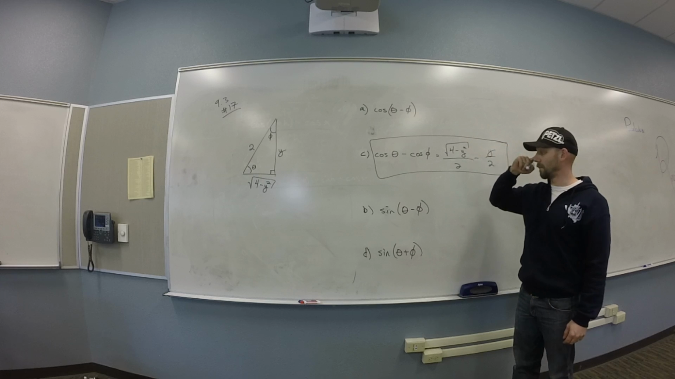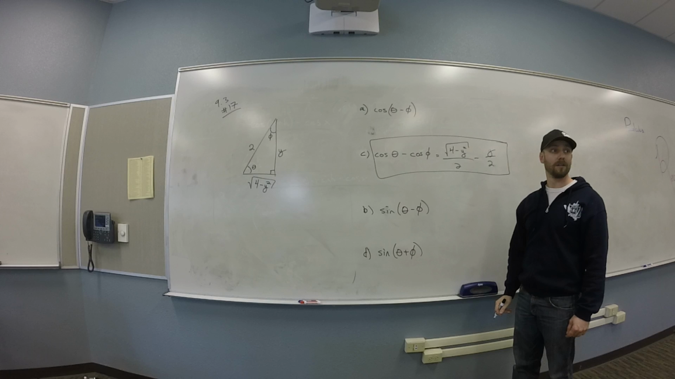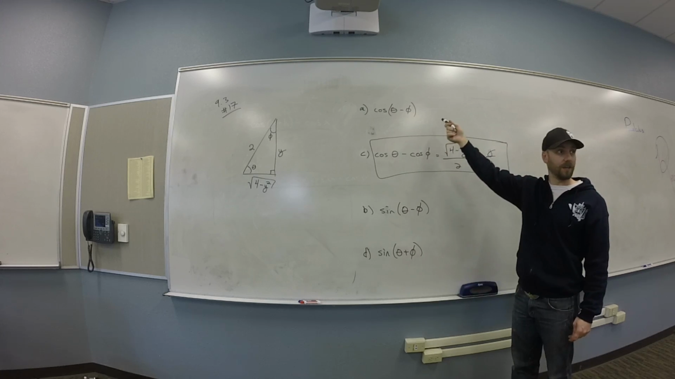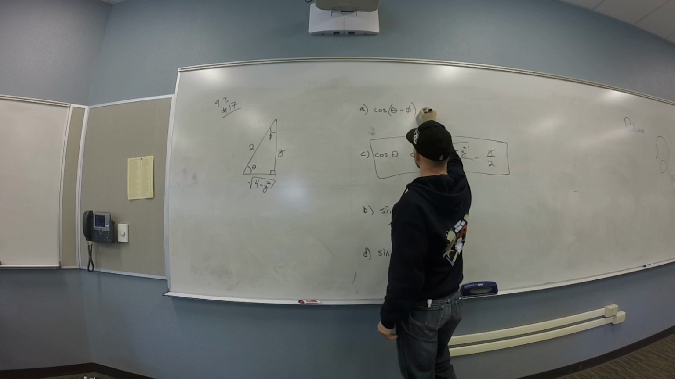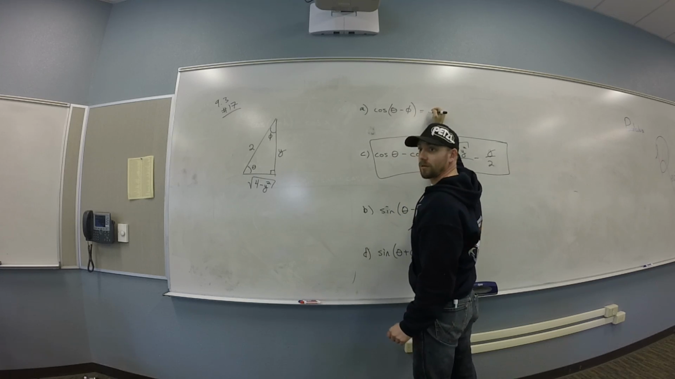For part A, I need the sum of angles identity for cosine, applied to theta and minus phi. Or you need the difference of angles identity. I don't care which one you use. I'm going to use the sum of angles identity because I'm bad at remembering the other one.